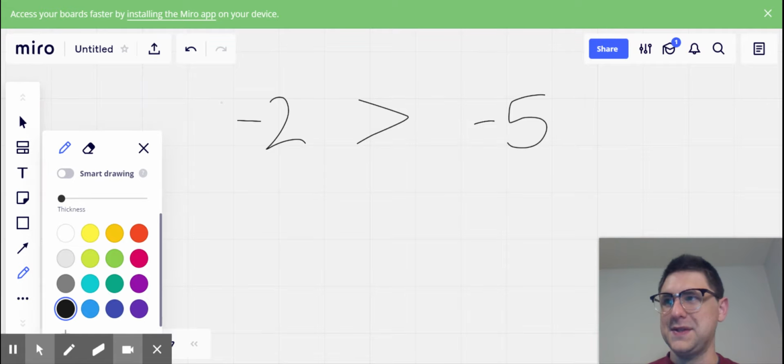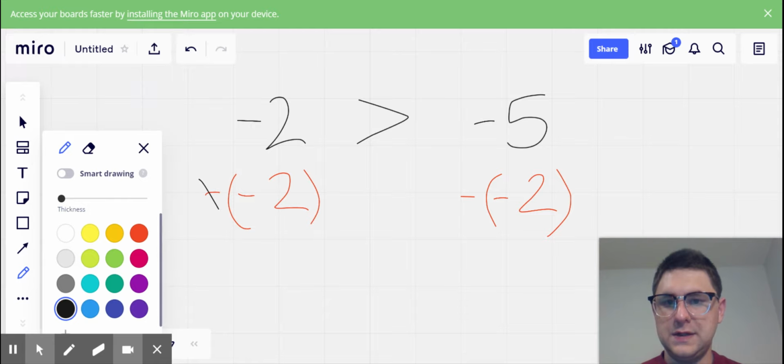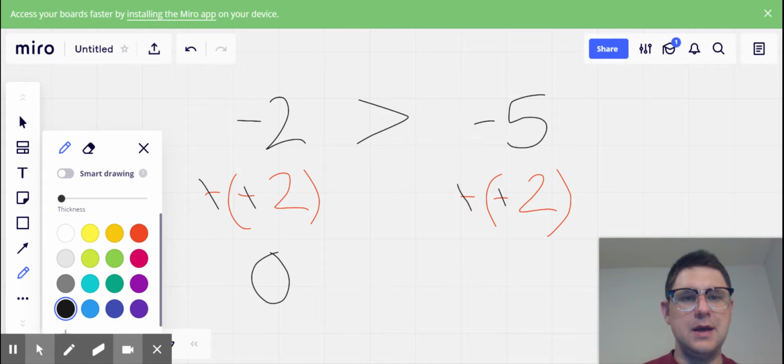Now part B says subtract -2 from each side of the inequality and write a true inequality statement. So we're going to subtract -2 from each side. Remember, we can use our subtraction rule here to cross out those to make that a positive and cross out that to make that a positive. So subtracting -2 is the same thing as just adding 2. -2 plus 2 is 0, and -5 plus 2 is -3.